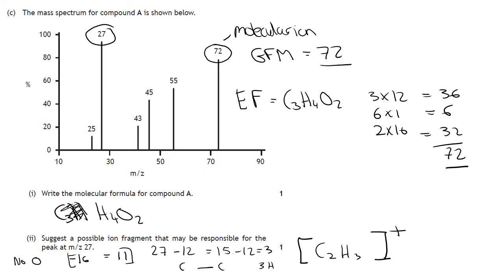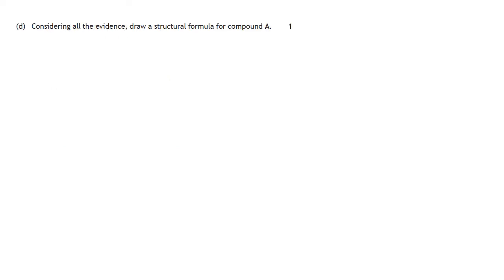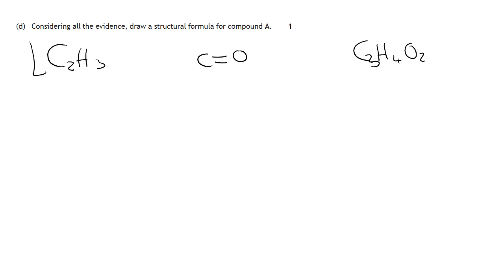So we've got two carbons and 3 hydrogens together. So let's think. We know we've got somewhere a C2H3. We know that from the infrared. And we know our overall formula is C3H4O2. So if we take away this fragment, our C2H3, because it all has to be joined together, that leaves us with HCO2.